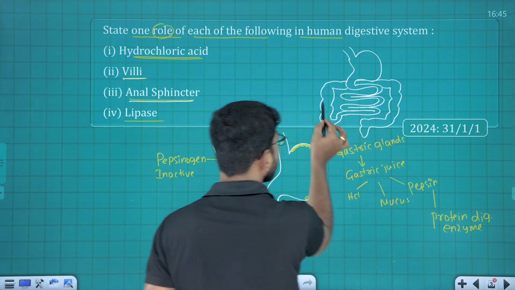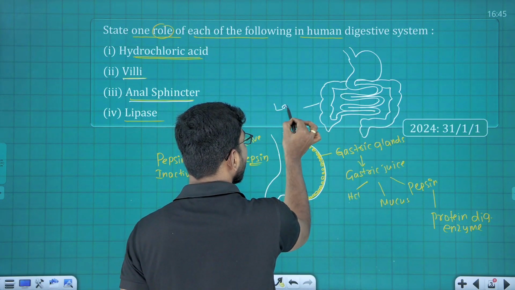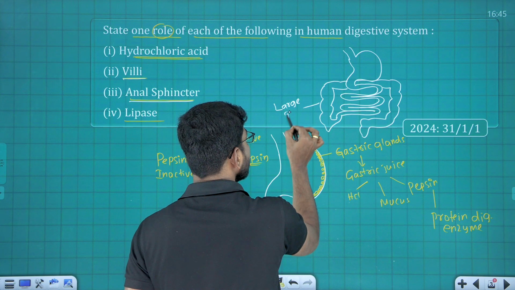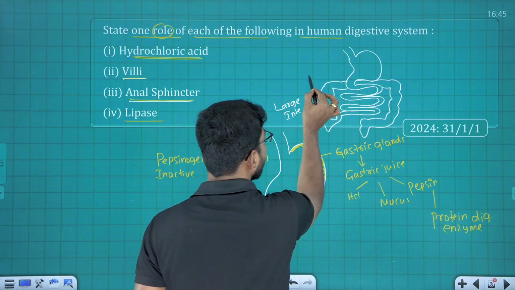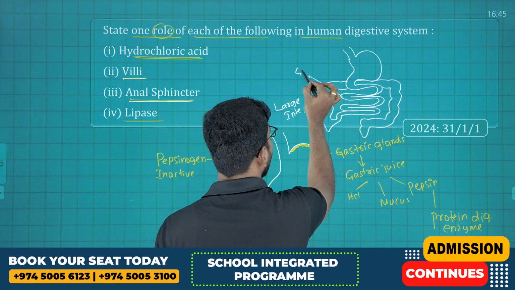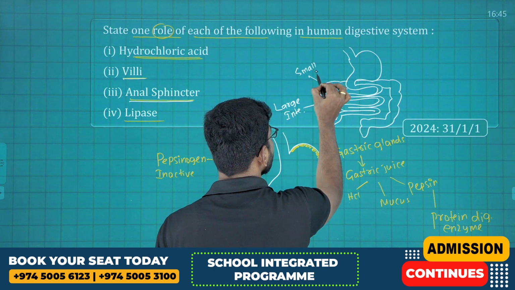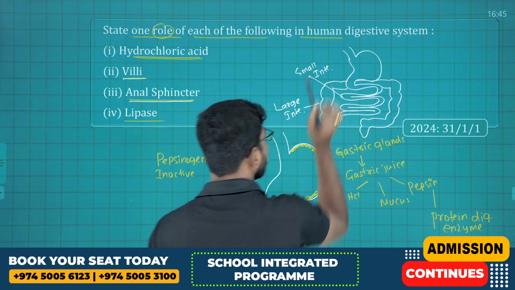This is the large intestine. Large intestine, keep in mind. What about in the middle, this one? This is called small intestine. Small intestine. You got my point?